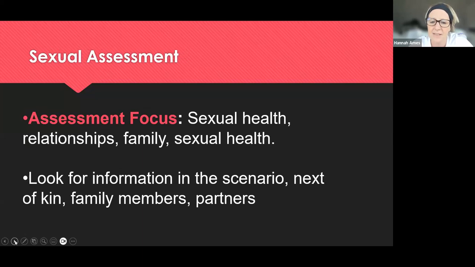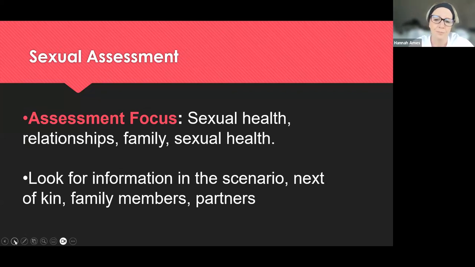And finally, sexual assessment. And this is focusing on really sexual health, relationships, family. Again, look for information in your scenario. Who's the next of kin? So next of kin is kind of like the first point of contact for that patient in terms of families. It can be a family member, it can be a friend, partners. Look out for same-sex marriages as well. So the ectopic pregnancy is normally a wife and wife marriage, and they've conceived through fertility treatment.